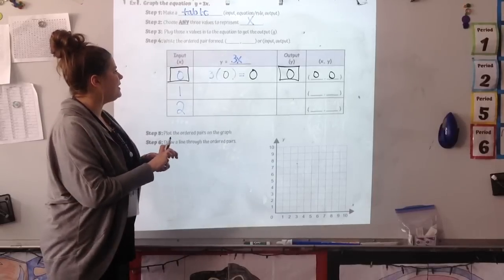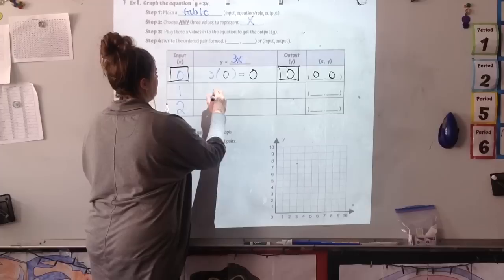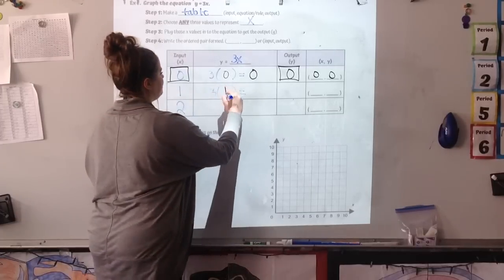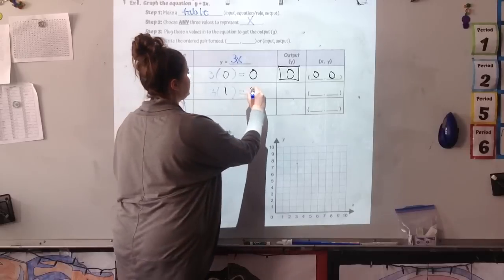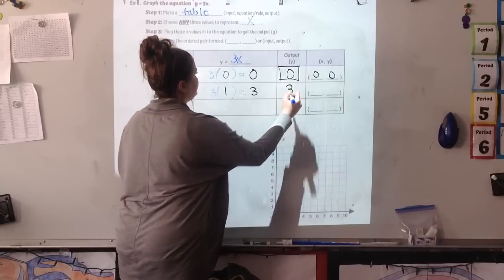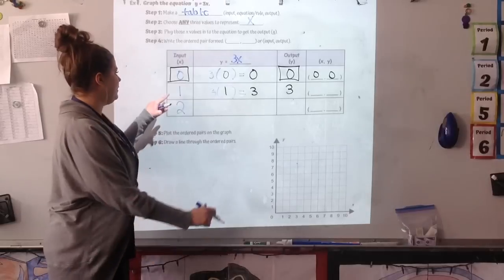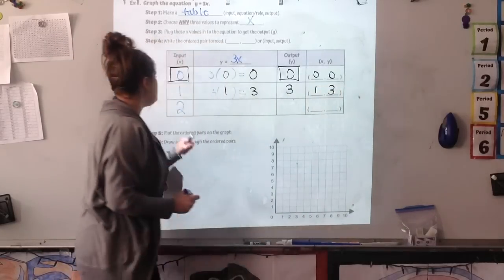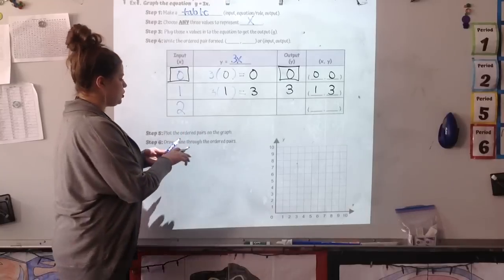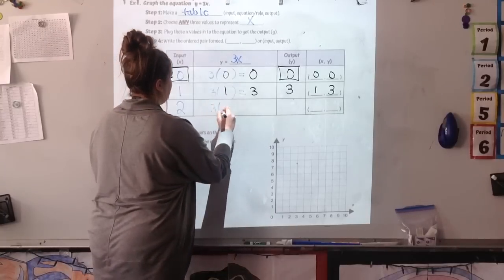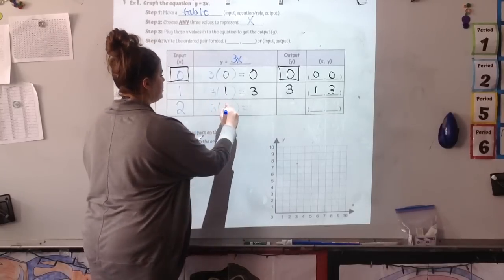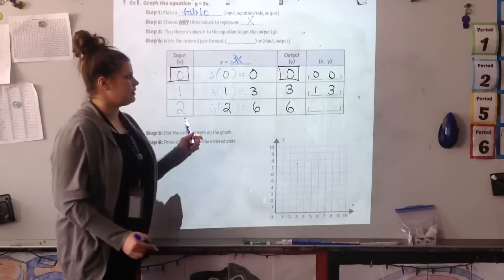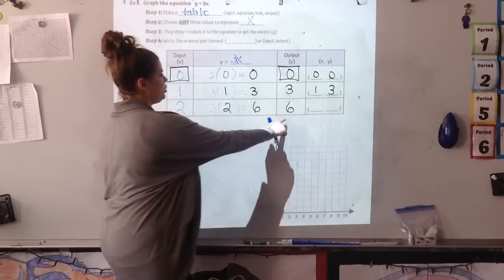Okay? Next, 3 times, I used 1 for my input. 3 times 1 equals 3. So my output will be 3. My ordered pair is going to be 1, 3. Finally, I'm going to use 2. So I have 3 times 2 equals 6. My output is 6, so my ordered pair is going to be 2, 6.